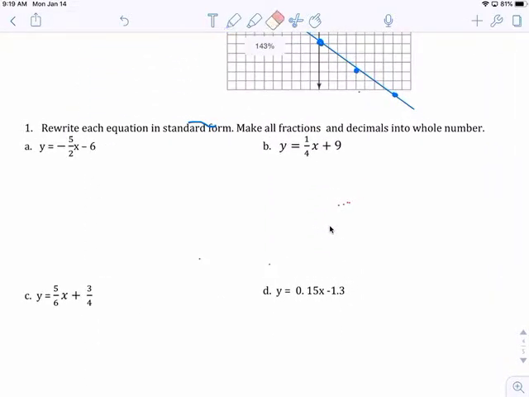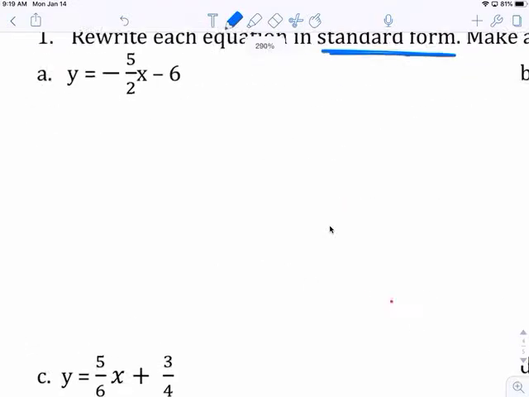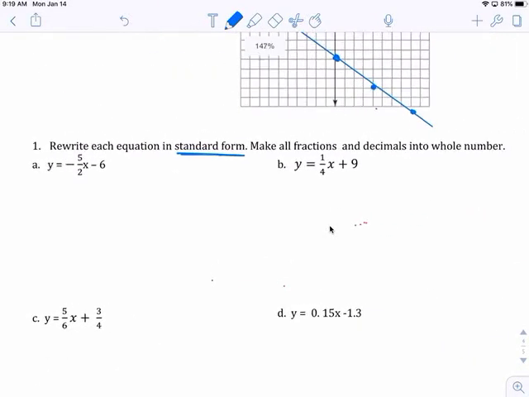Rewrite the equation in standard form. So they want it in x and y together. All fractions and decimals into whole numbers. I meant to say integers. But no, integers are positive and negative numbers that are whole. No fractions or decimals. Okay, whole numbers.